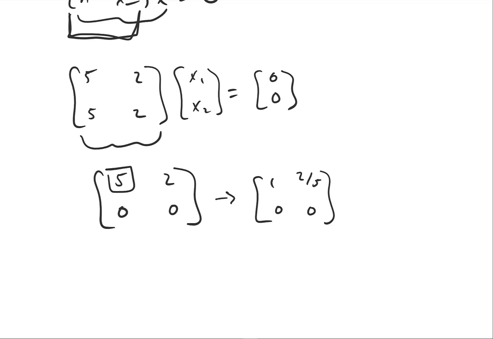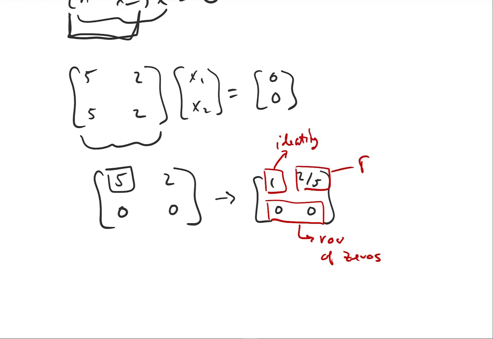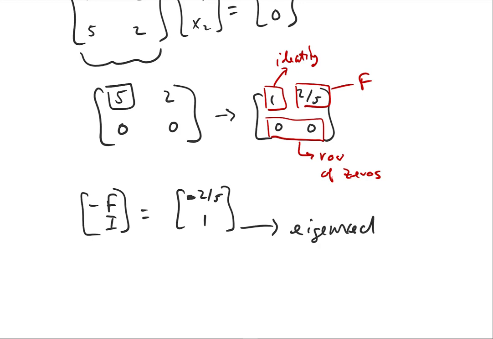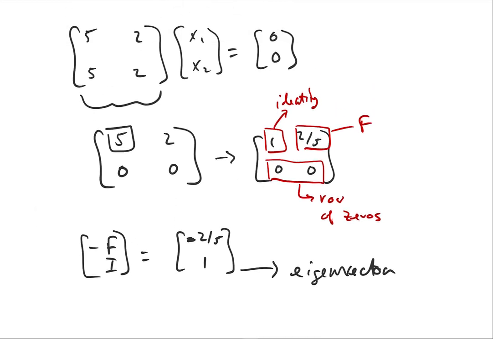So then we look at this reduced row echelon form, and these are rows of zeros. This is my identity, and this is F. So I just do minus F over I, which would be negative 2/5 and 1. And so we know that this is an eigenvector.